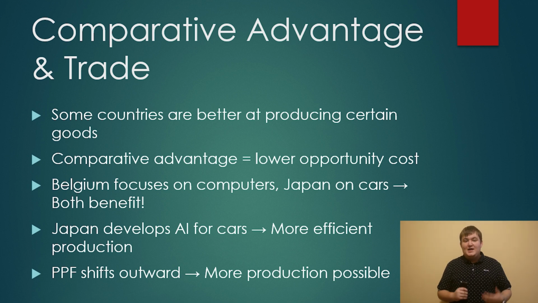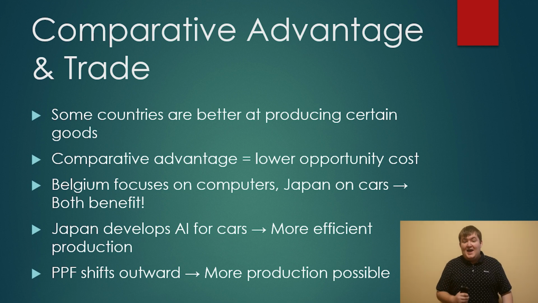Now let's take another hypothetical experiment. Let's say that tomorrow morning, Japan decides to implement this revolutionary new AI technology into their car production, which allows for a faster and more efficient car production than it previously had. If this were to happen, it would mean that Japan would be able to shift its PPF curve outward, allowing them to produce more cars without having to sacrifice their computer production.